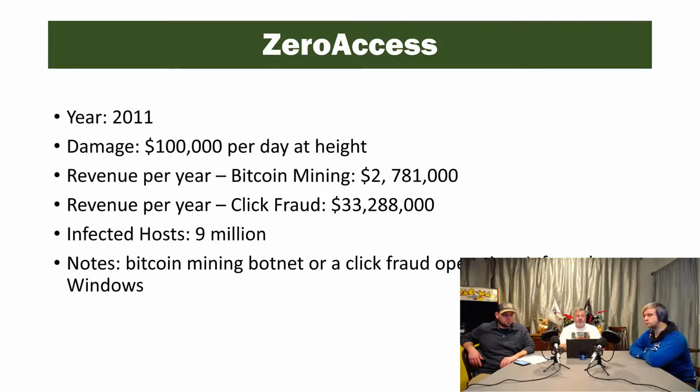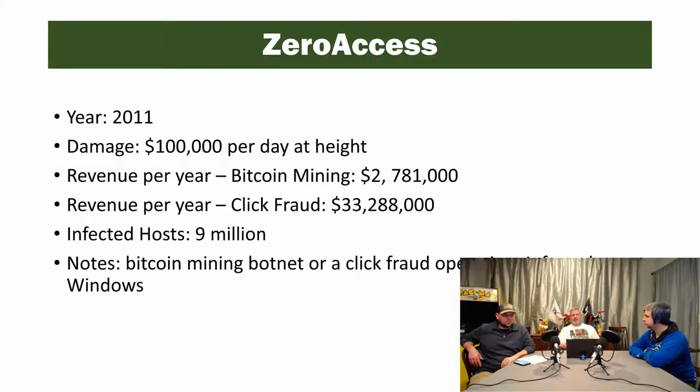The other one is ZeroAccess. It came out in 2011. At its height, it was doing about $100,000 worth of damage a day. I always say damage, cause. Sometimes damage can be resources taken away from systems, right? So that infected about 9 million hosts. It was used for Bitcoin mining and click fraud operations.